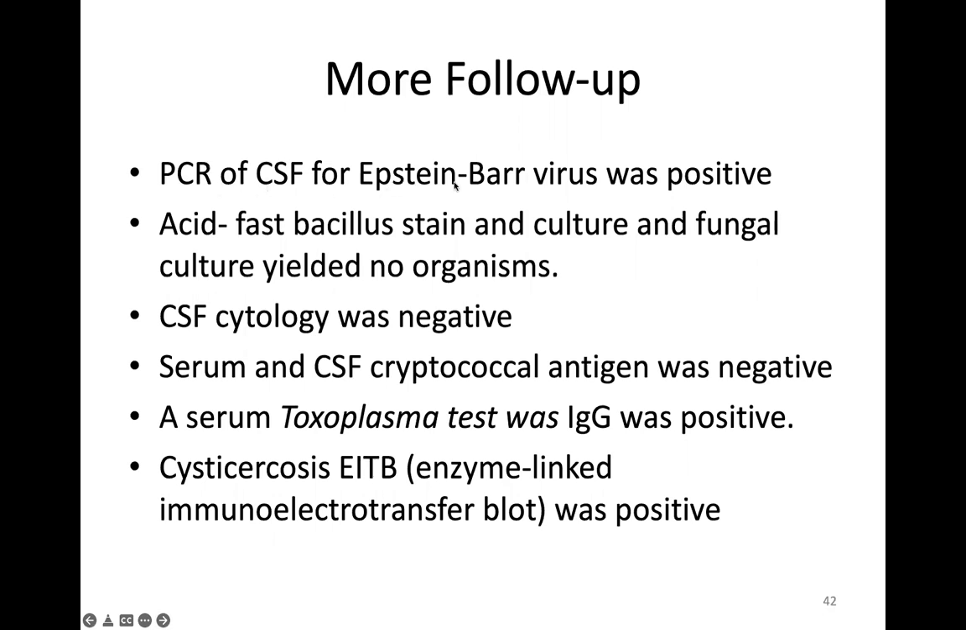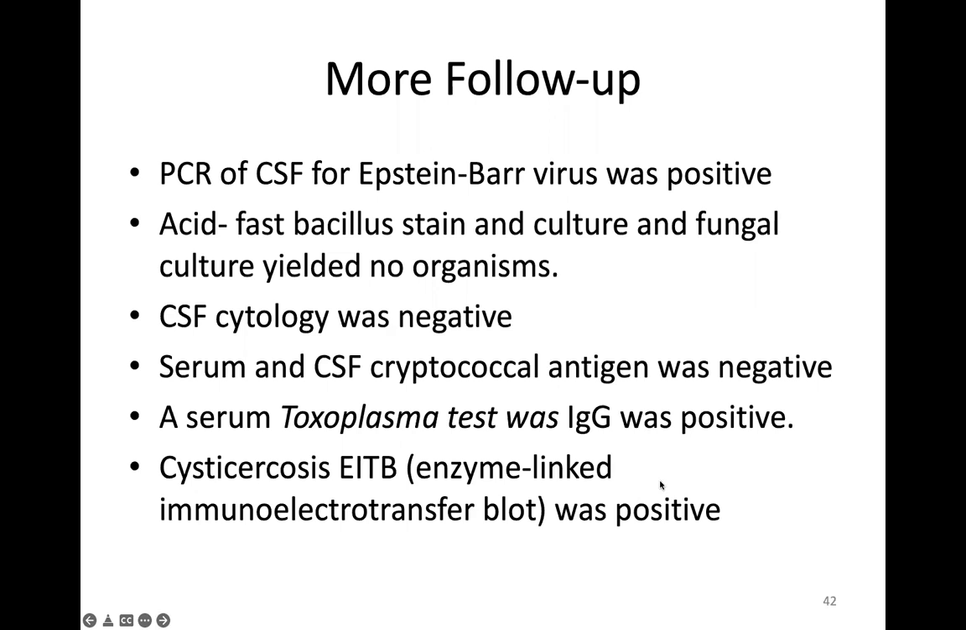So the PCR for Epstein-Barr virus was positive. I would have liked to see what you think the diagnosis is. TB was negative. Cytology was negative. Serum and CSF crypto antigen was negative. The toxoplasmosis IgG was positive. And then also the cysticercosis ELISA test was positive. So because of time, I'll just tell you my thinking. My thinking is that the patient probably has toxoplasmosis and has cysticercosis as well, neurocysticercosis.